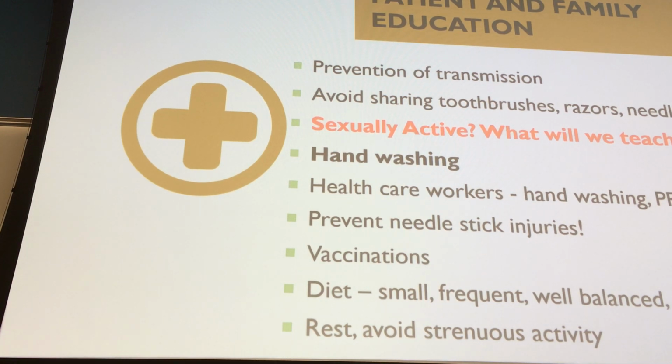Diet: small, frequent, well-balanced meals, okay? They're already feeling really nauseous and lousy, and they're kind of anorexic, so their stomachs are really minimized, smaller at this point. So we're going to be saying, just take it easy. Not a lot of exercise, and eat nice, small meals.